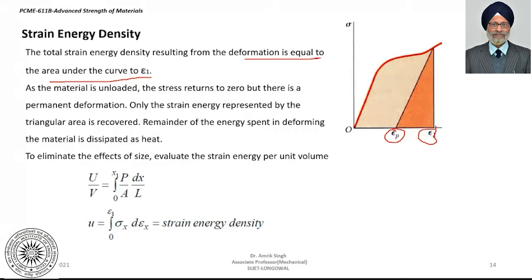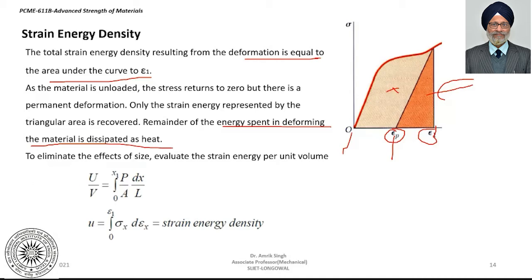What is the stress strain diagram? So when the material is unloaded, the stress returns to 0, but there is a permanent deformation. You see, this is the permanent deformation which I was talking about. Only the strain energy represented by the triangular area will be recovered. So this will be the energy which will be recovered, and the remainder of energy spent in deforming the material is actually dissipated.